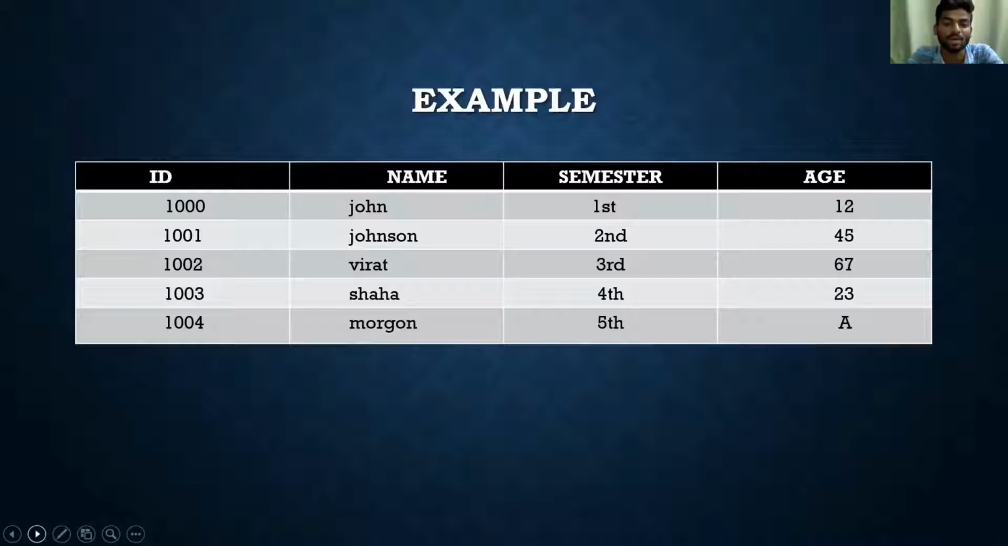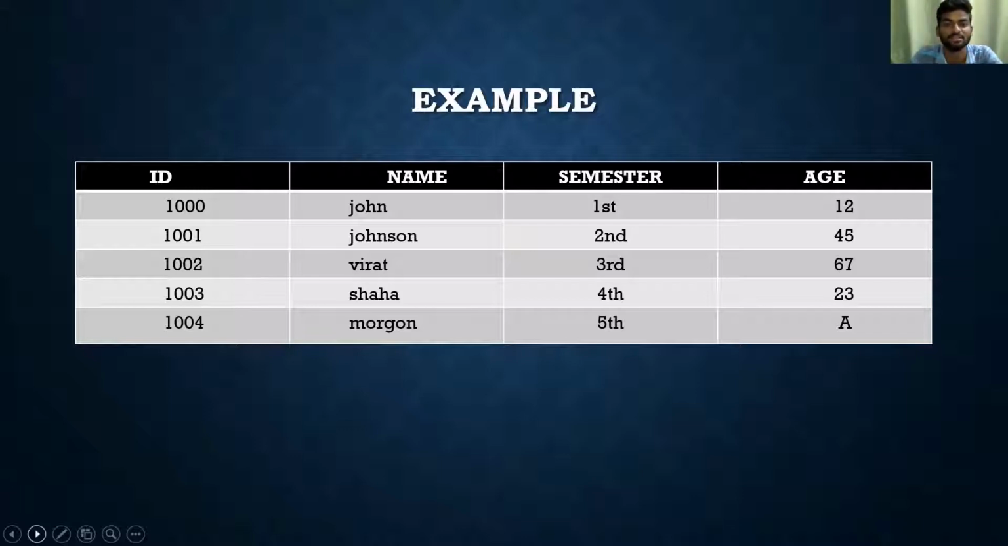Okay, now example. The example has ID, name, semester, age. These are the attributes. So ID has a column, name has a column, semester has a column, age has a column. It contains some values. Here age is an integer attribute: 12, 45, 67, 23. These are integers. Here 'a' is a character, so it is not possible. This definition is called domain constraints.